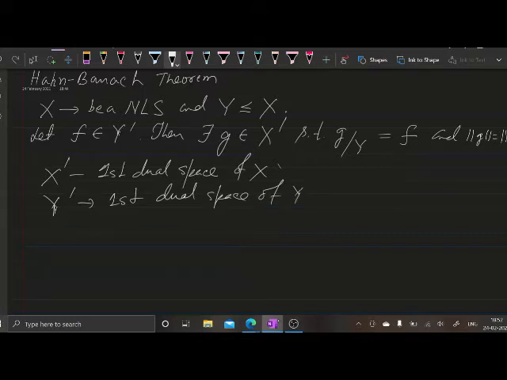Okay. So the statement is that suppose you have a normed linear space and you have taken a subspace Y of X, then any linear functional f on Y can be extended to a linear functional on X with the property that it preserves the norm, that is norm g is equal to the norm f. So the norms will be same.